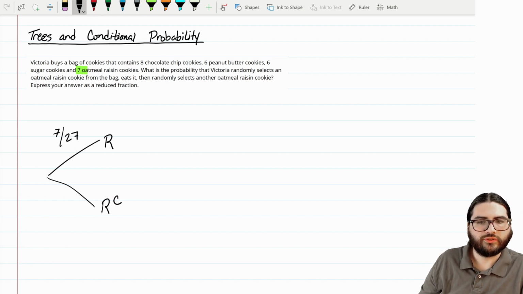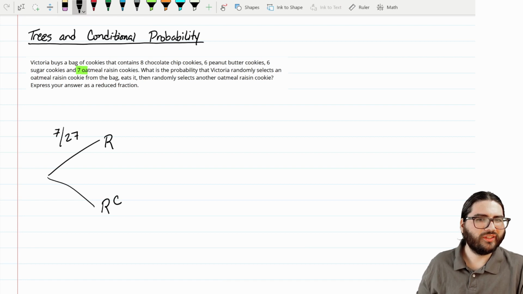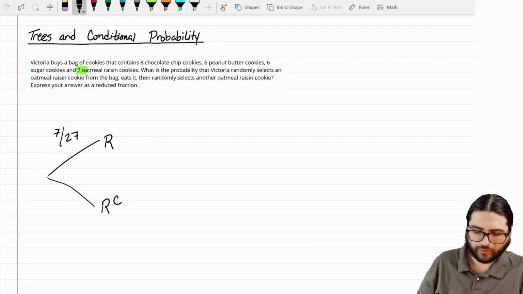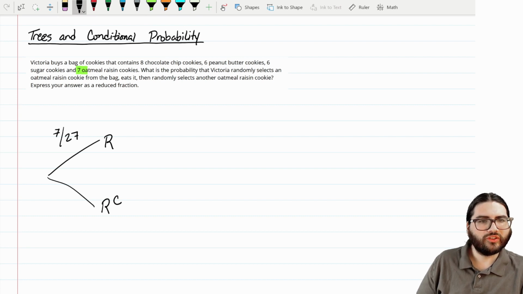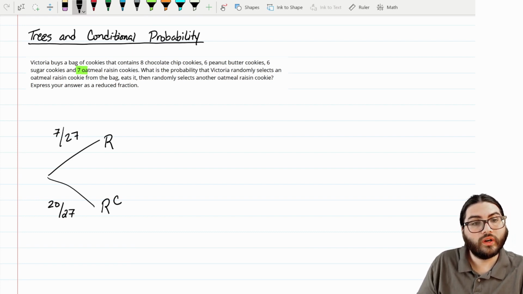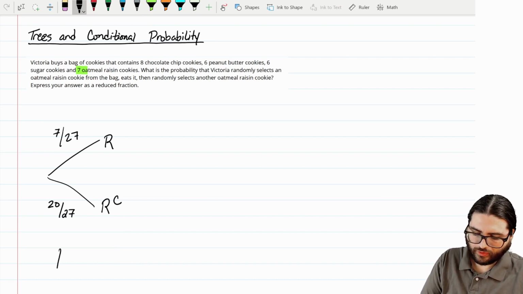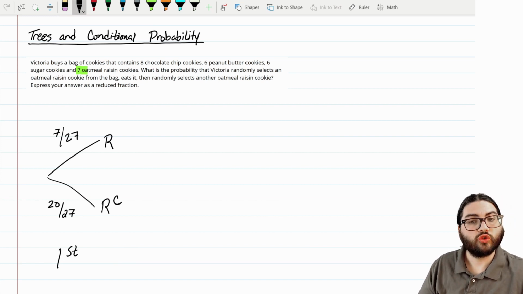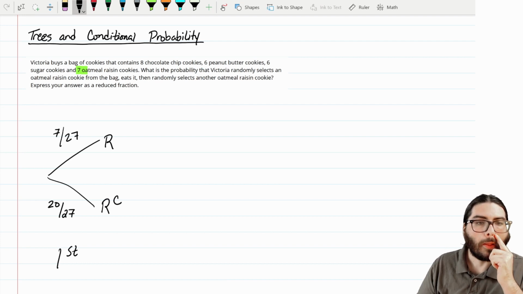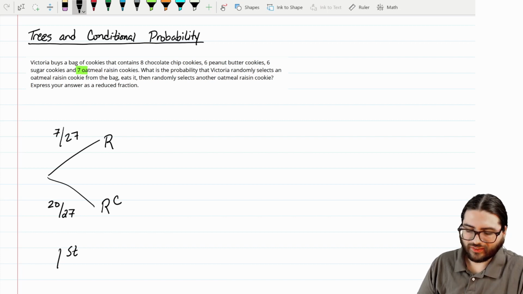I'm going to leave that as a fraction for a while. I know I could make that into a decimal or a percentage, but over 27s don't cleanly turn into decimals, so I'm just going to leave that as a fraction for a while. So if there are 7 oatmeal raisin cookies in the bag, that must mean there are 20 not oatmeal raisin cookies in the bag, essentially 1 minus 7 over 27, 20 over 27. And this is the first cookie. That's the tree, it represents the first selection. But again, that's not what we're really concerned about. So let me look at the second selection.